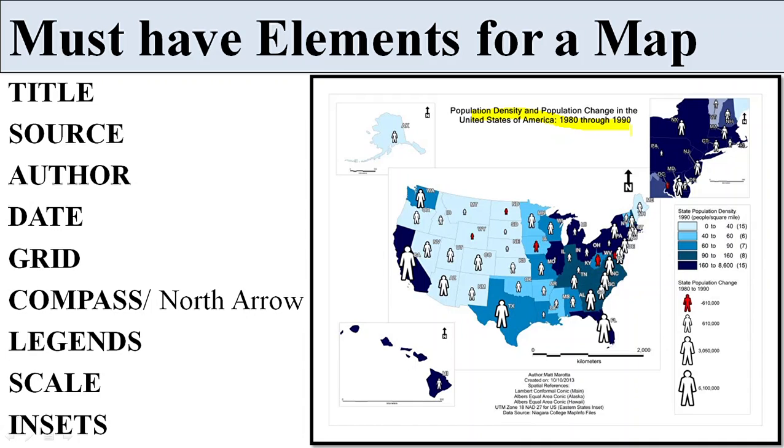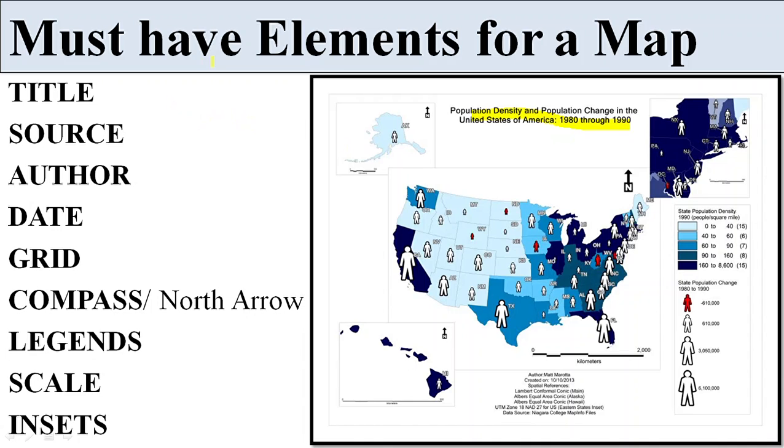Okay, so here in this map you can spot the title, which reads population density and population change in the United States of America 1980 through 1990. So from the title we can understand that it's a population density map of the United States of America. So title is very important to get the idea about the map, the general purpose, the objective of making that map. Okay, so in every map you will find a title, the heading, showing the purpose of making that map.